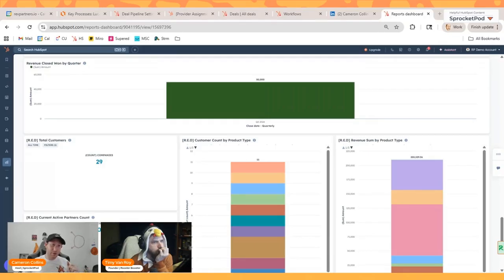Now, it's not showing the right tab. One second.